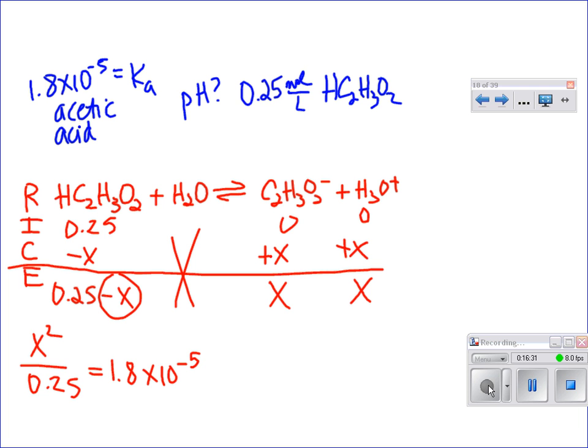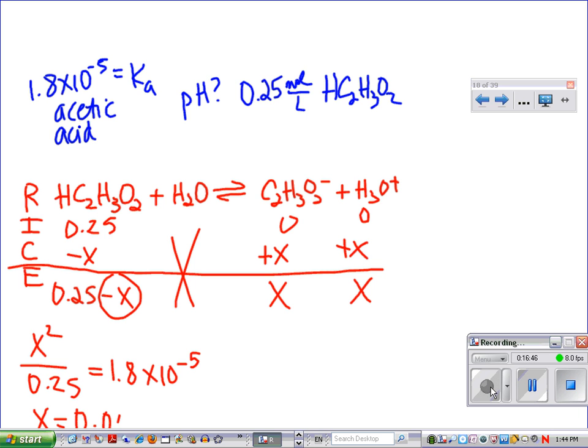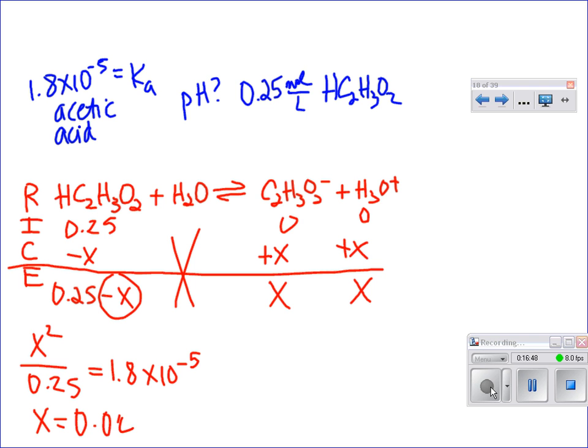I didn't write my expression. That's okay for now. So x is equal to, what'd y'all get? 0.0014? No? Okay, so we have a correction. It's 0.0021 moles per liter. That's going to be equal to our H plus concentration.